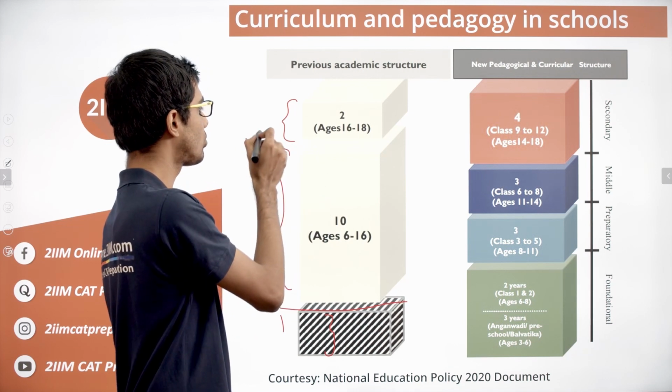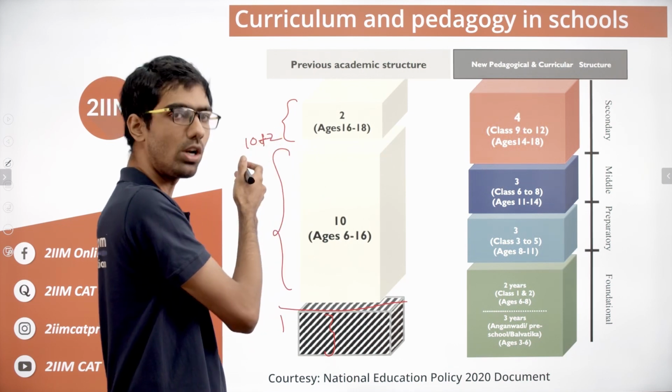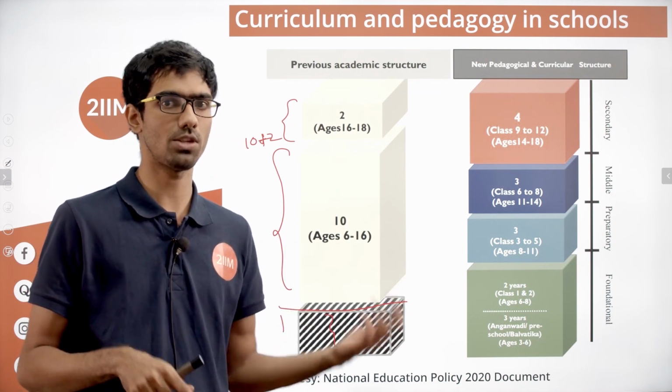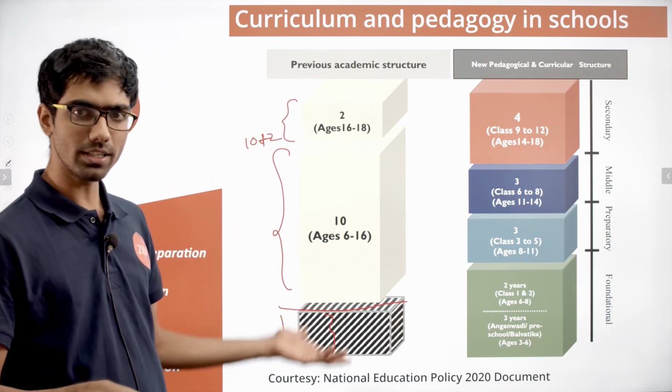The second is this one. So this is the 10 plus 2 structure as such. So grades 1 to 10 and grade plus 1 plus 2. We still make it a habit to say 11th and 12th is plus 1 and plus 2. So this is where it comes from.